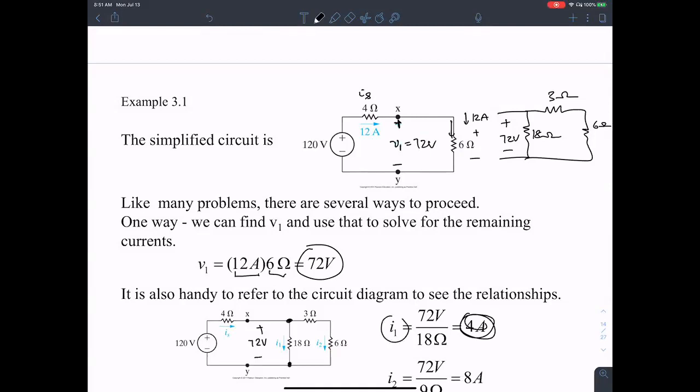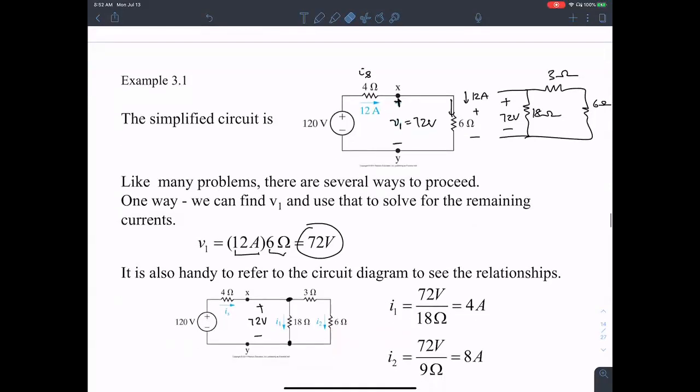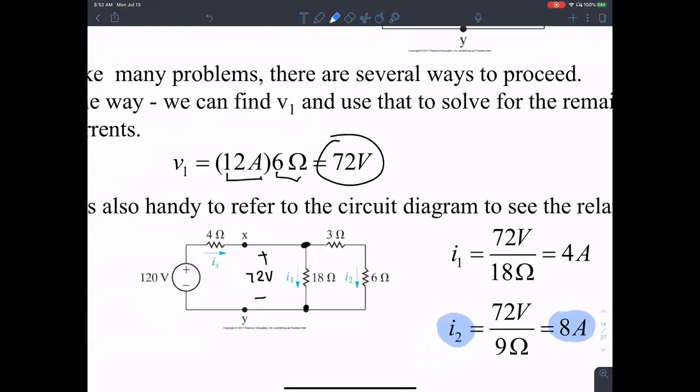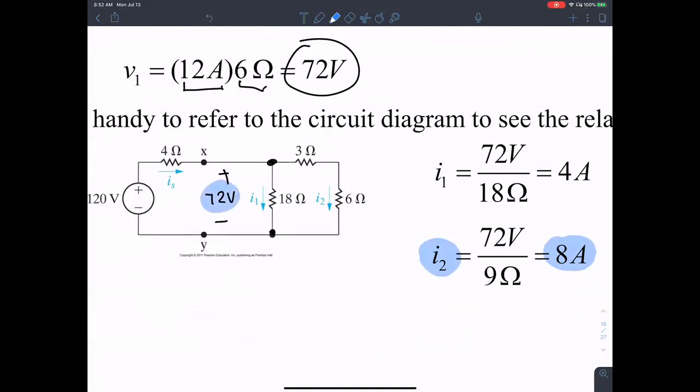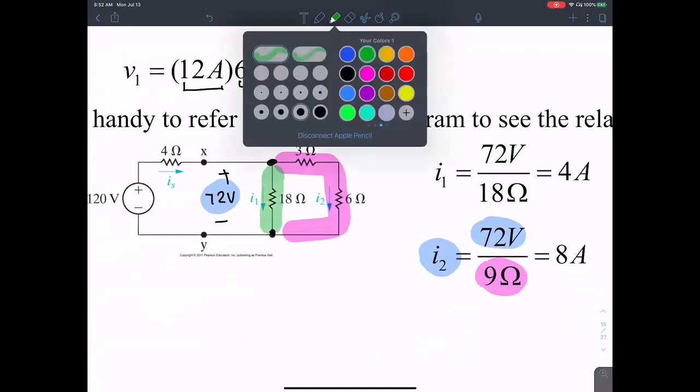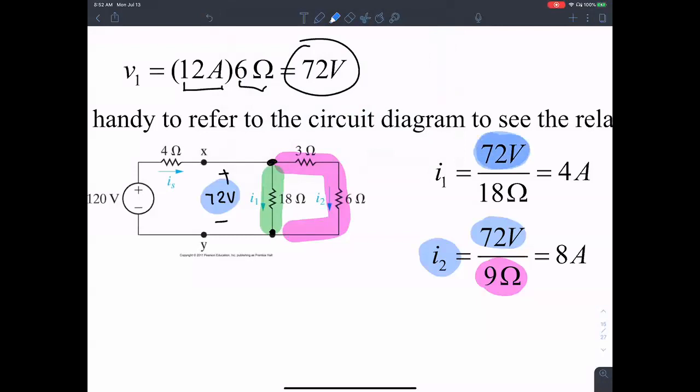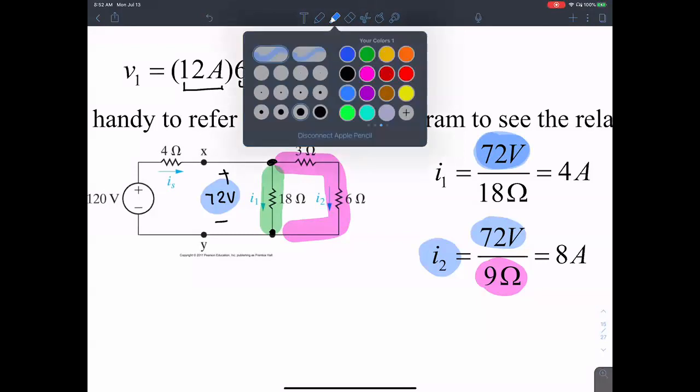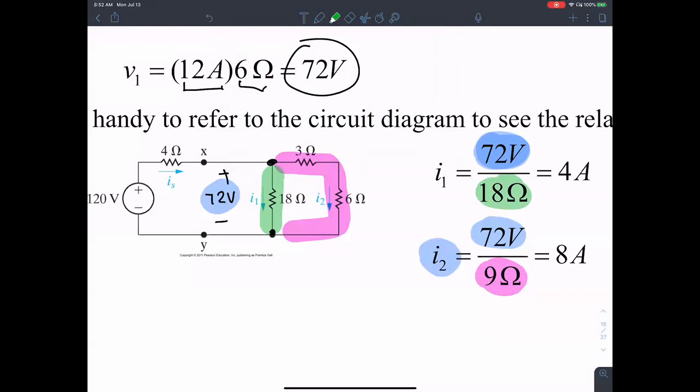All right, so that gives me a value of I1 to be 4 amperes, and I2 to be 8 amperes. Let me color code them. Once we find the voltage 72, I2 is 72 divided by the total resistance in this path. That's application of Ohm's law. Remember, the 18 ohm is in parallel with 3 and 6. Similarly, I1, the current shown in this branch, is 72 volts, the voltage across the two terminals of the green 18 ohm resistance, divided by the resistance. I simply applied Ohm's law in this case.